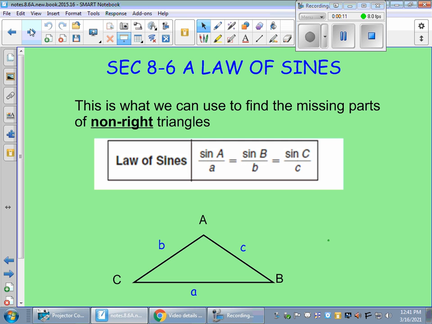So for the law of sines, this is where we're going to work with triangles that are non-right. So the first thing you want to see when you're solving triangles is whether they are right. If they are not right, then you're going to go on and try something like this.